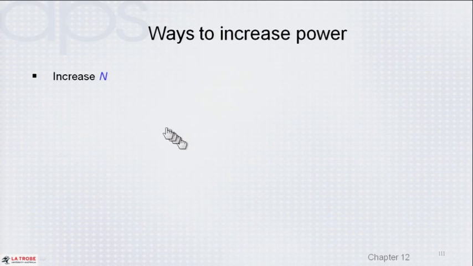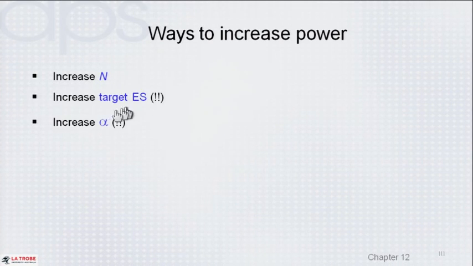Ways to increase power will, of course, be to increase n, increase the target effect size, or increase alpha. If you set alpha, prepared to accept alpha 0.10, you'll get nice high power.